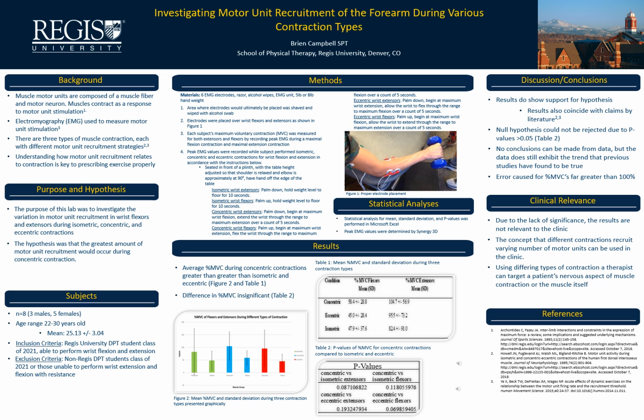Hello, my name is Brian Campbell, student of physical therapy at Regis University, and I investigated the motor unit recruitment of the forearm during various contraction types. Some background on motor units. A motor unit is composed of a muscle fiber and motor neuron. Muscle contraction occurs when a motor unit is recruited or stimulated. A greater number of motor units recruited results in a stronger contraction.